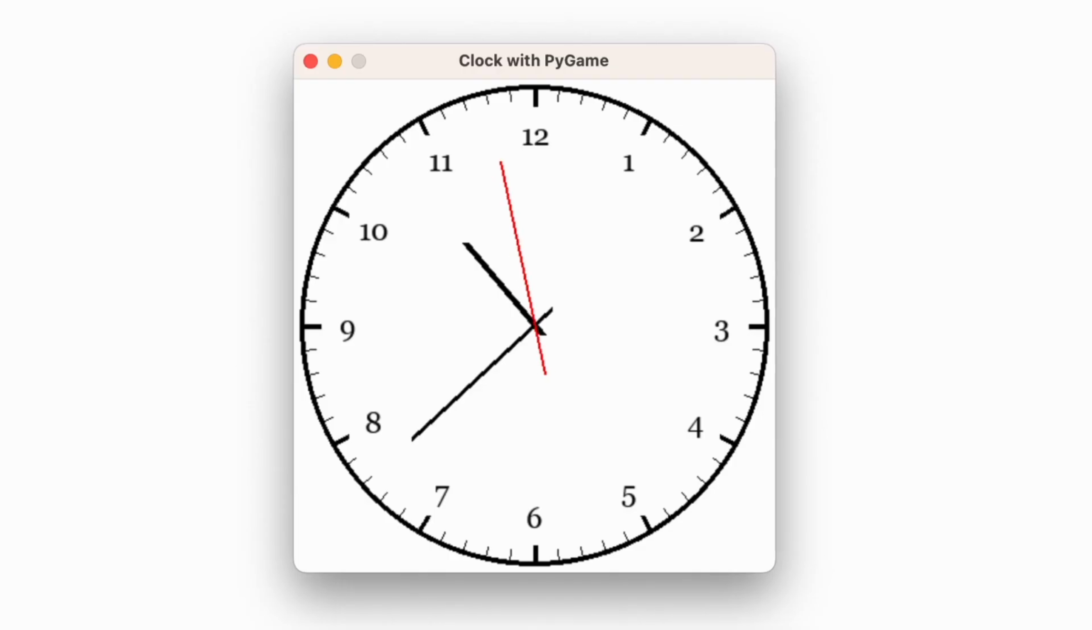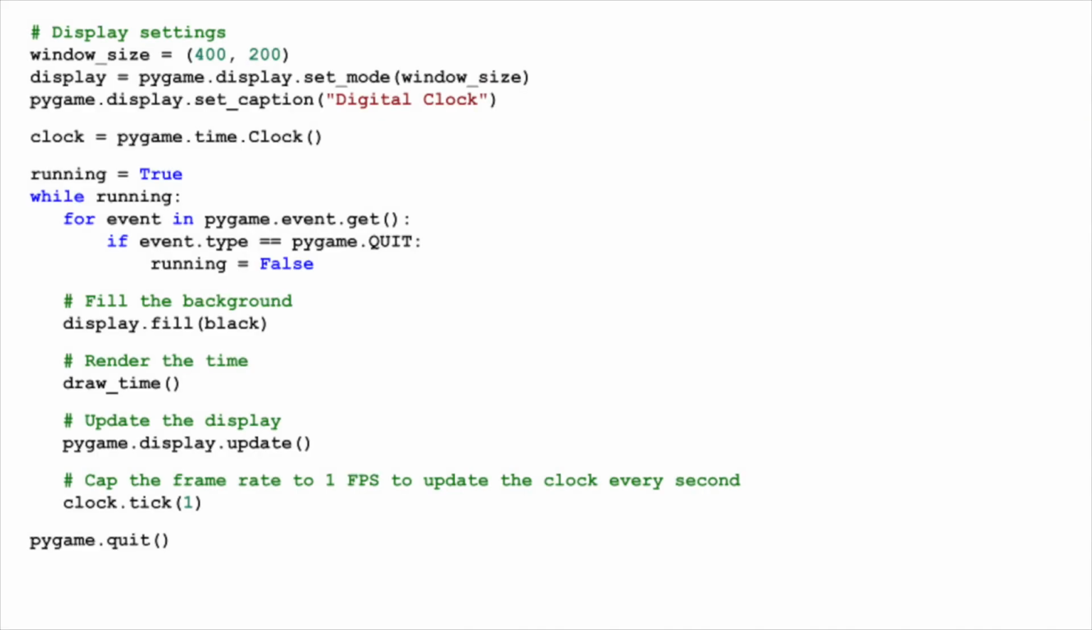Hello and welcome back. In our previous video, we worked together to create an analog clock with Python and PyGame. Today, we're shifting gears from the traditional to the contemporary by building a digital clock. Just like with our analog clock, we'll start with the basics, setting up our display window, and then moving on to the core of the matter, rendering the current time in a digital format.